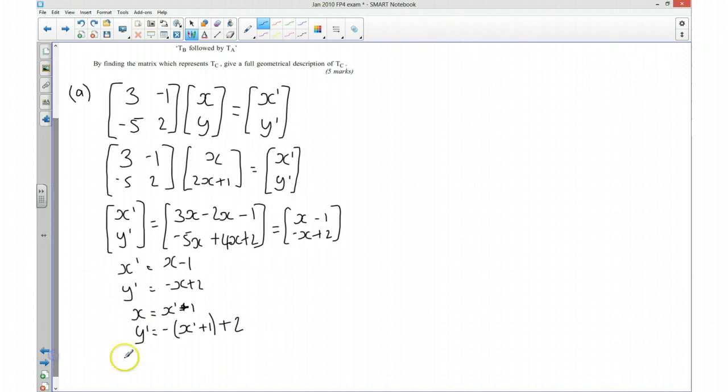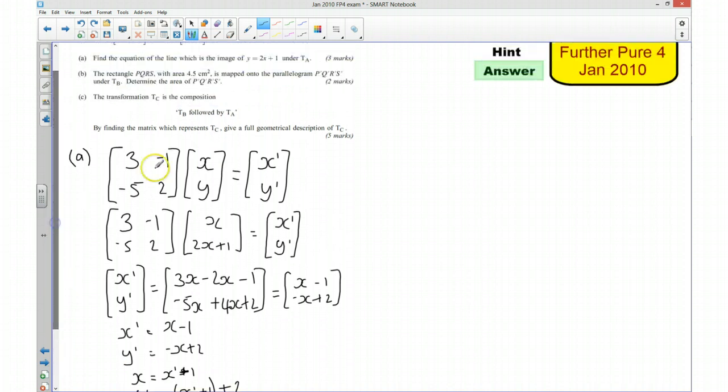And if I now simplify this further, I can say that the image of y is going to be equal to, and I've got negative x plus 1, so that's going to be 1 take away the image of x. Okay, so we've now got the equation of the line, which is the image of y is equal to x plus 1. I'm just going to tidy up my work and then we'll move on to question B.